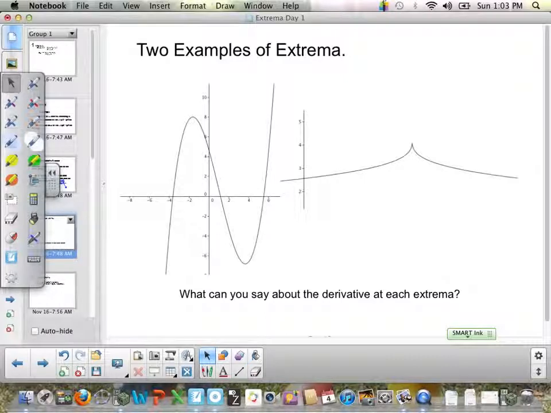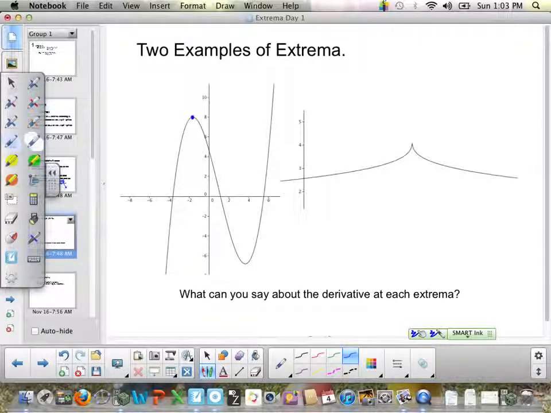All right. Two examples of extrema. We got a cubic we just talked about, and then we have something else. What are the extrema here? Well, right here, this is a relative max. This is a relative min. And this is an absolute max.